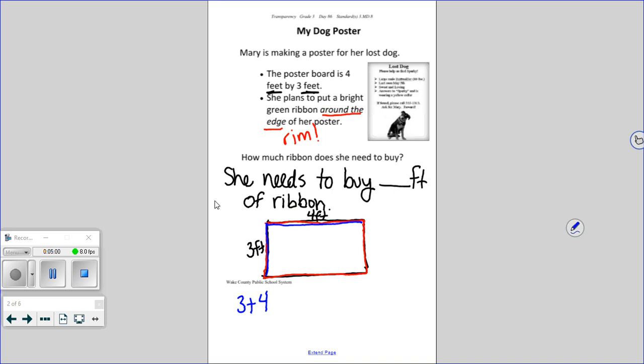Now those are the only two dimensions I have written, but are those the only two sides of my poster? No, they're not. I have this side and this side. Look at your dimensions you've drawn so far and see if you can figure out what the dimensions are supposed to be.